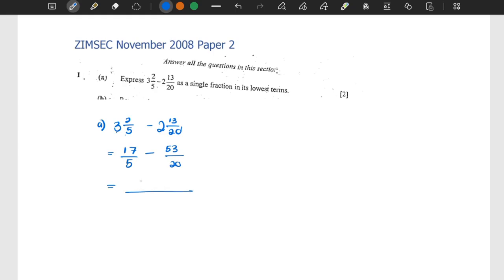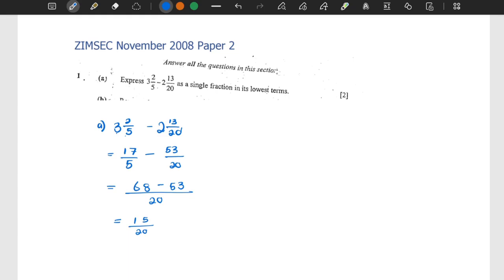And the lowest common multiple between 5 and 20, the denominators, is going to be 20. 5 into 20, that's 4 times 17, that's 68, minus 20 into 20, 1 times 53. So 68 minus 53, that's going to be 15 over 20. Simplifying this further because it says in its lowest terms, 5 into 15 is 3, 5 into 20 is 4. So the answer is going to be 3/4.